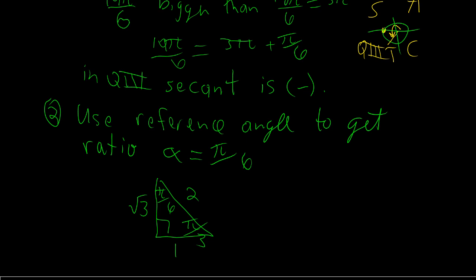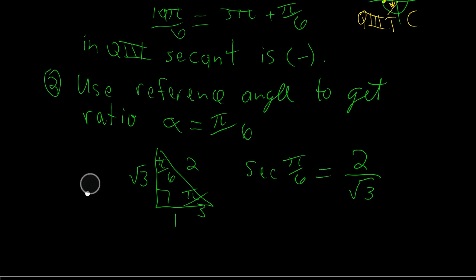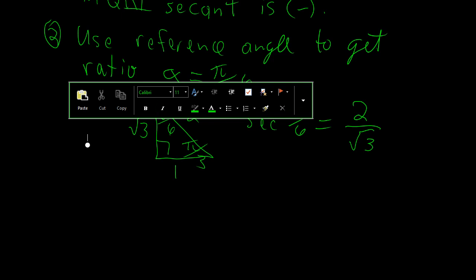So what do we know? We know secant of pi over 6 is 1 over cosine. So cosine is adjacent over the hypotenuse. So secant of pi over 6 is going to be the hypotenuse over the adjacent. Okay? So use the reference angle to get the ratio of pi over 6. So the reference angle is there.